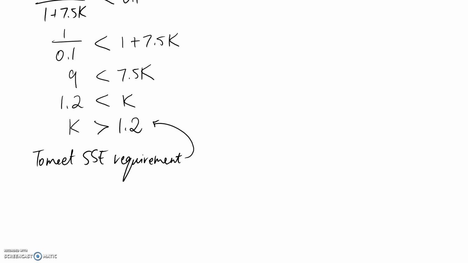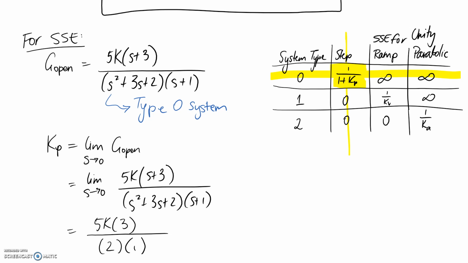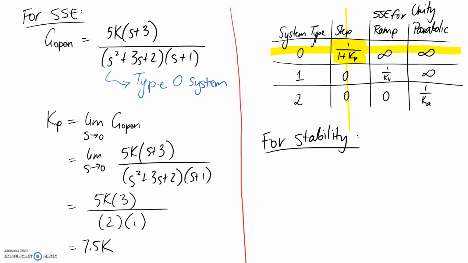So now we need to go and check what happens with the stability of the system. Do we have any extra requirements which are going to change what this needs to be? So our stability calculations need to be done with the closed loop or the overall transfer function. So let's call it G closed. We should be able to calculate it.